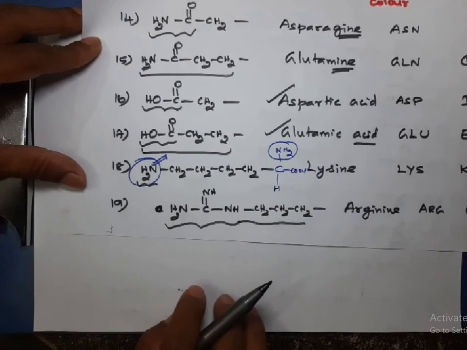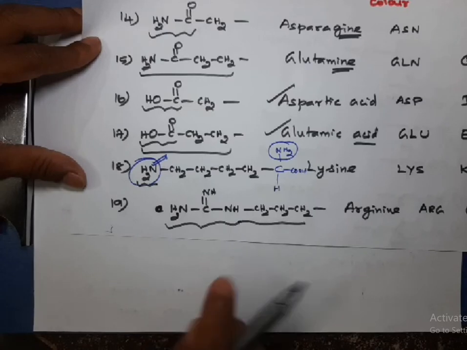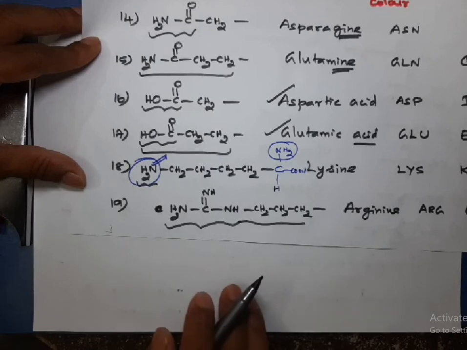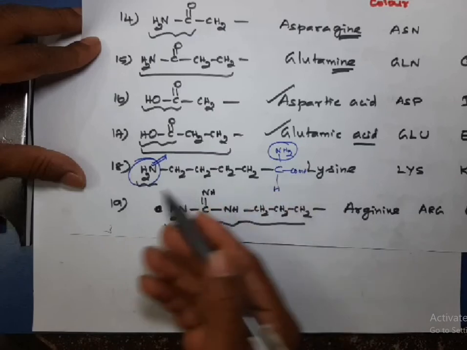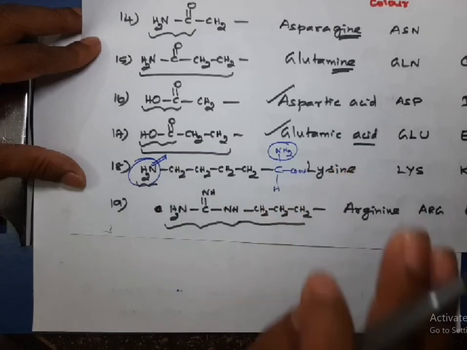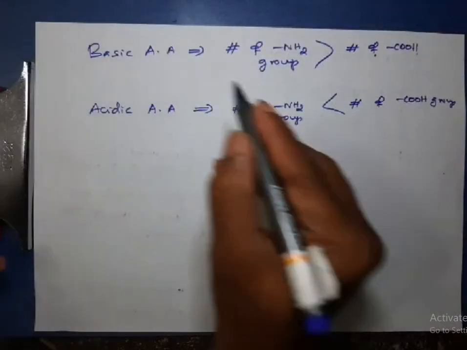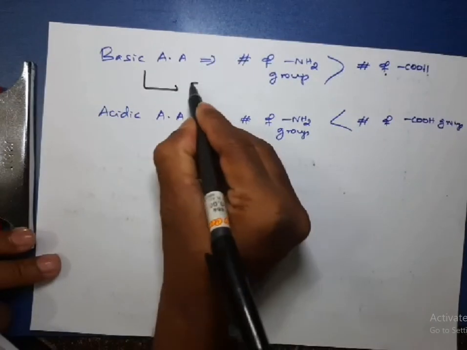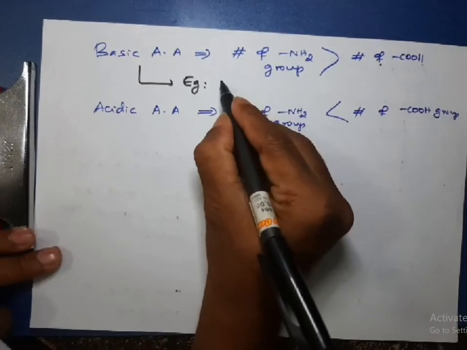Which is more in number, students? I have two NH2 groups and one acid group. Amino groups or acid groups? So amino groups are more in number. Therefore, lysine is a basic amino acid. Example is lysine.